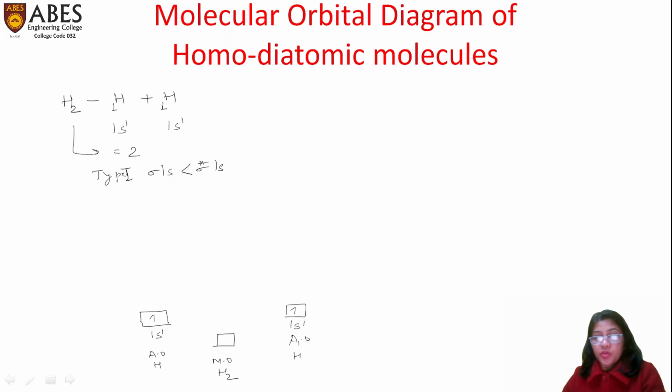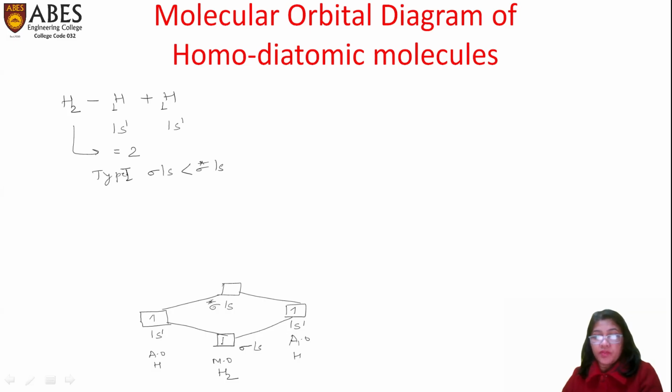Now, when these two atomic orbitals combine, since two atomic orbitals are combining, they will be forming two molecular orbitals. One molecular orbital will be sigma 1s, and the other will be sigma star 1s. Now filling the molecular orbitals, the total electrons present in both the atoms are 1 and 1, so 2. These 2 will be filled from the lower energy level of the molecular orbitals. Sigma 1s is having lower energy.